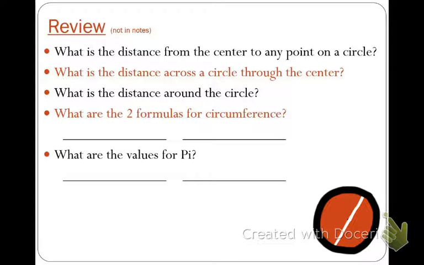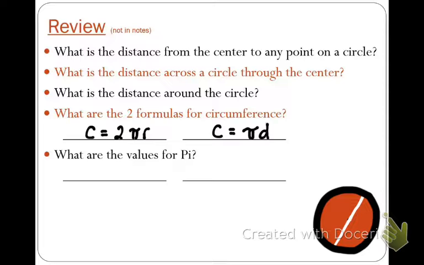Could someone raise your hand and tell me what one of the formulas is for the circumference of a circle? Reagan, what's one of them? C equals 2 pi times r. Very good. C equals 2 times pi times r. What's the other one? Halen. C equals pi times d.